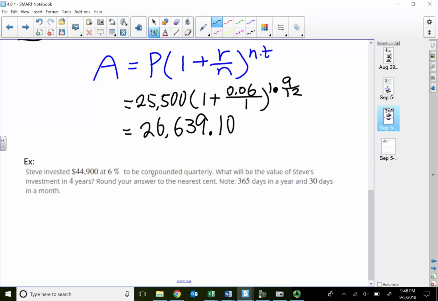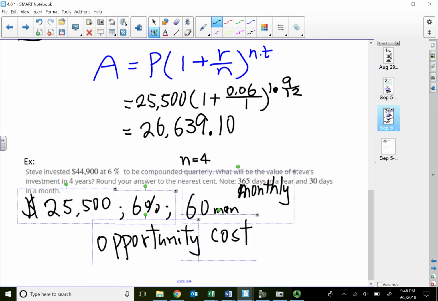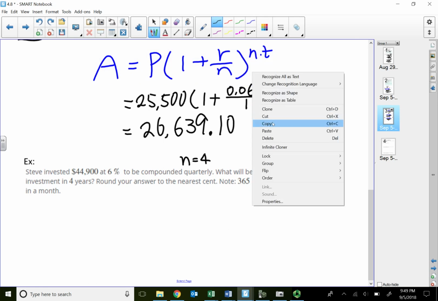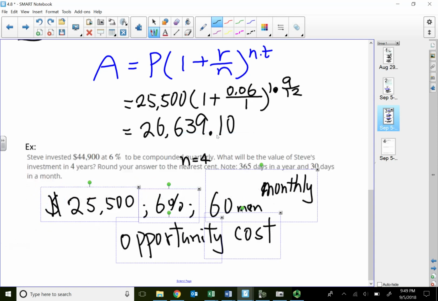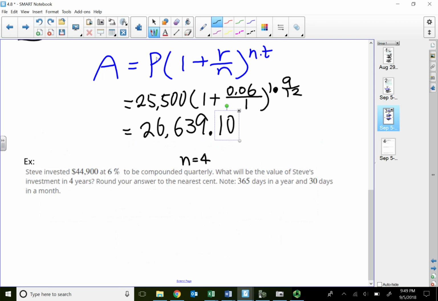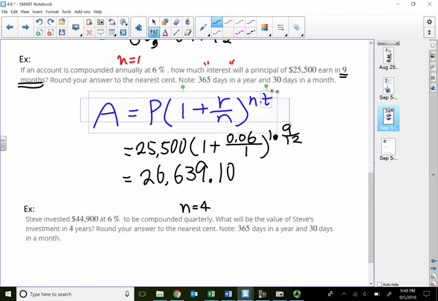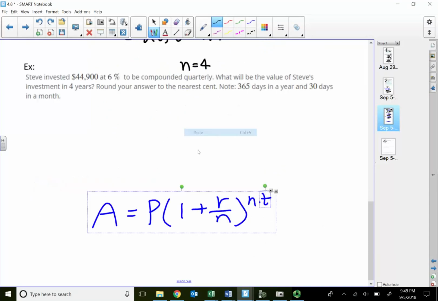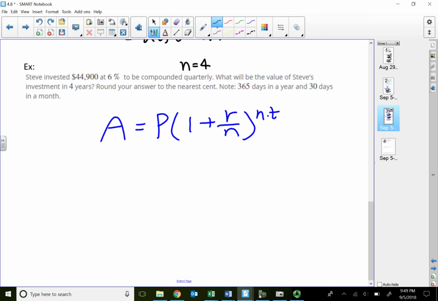Alrighty, so this one is an example of compounded quarterly. Quarterly is n equal to 4. So let's use the same formula. What would be the value of Steve's investment? Quarterly means the account will roll over 4 times in a year. Let me copy this formula. All right, let's try this one more time.